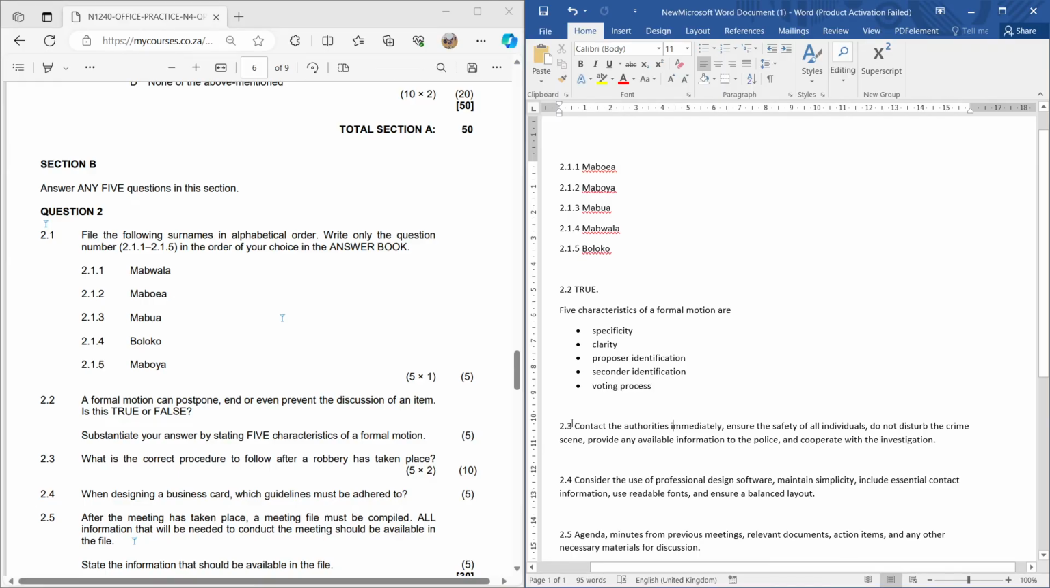The steps to follow, or the procedures to follow after a robbery has taken place, is that you need to contact authorities immediately, ensure the safety of all individuals, do not disturb the crime scene, provide any available information to the police, and cooperate with the investigation. Those are the steps. Let's go ahead and move on to the next question.